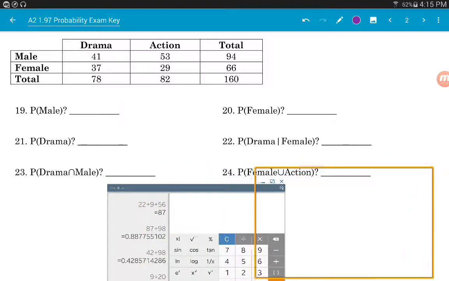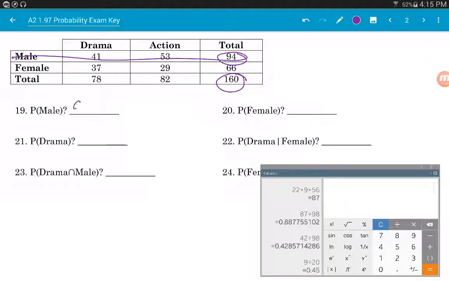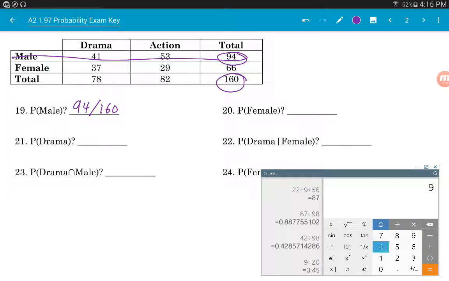No, it's not going to fit. Okay. So, a probability of being male. How many males are there? 94. Out of how many? 160. So, 94 out of 160 is 0.59.